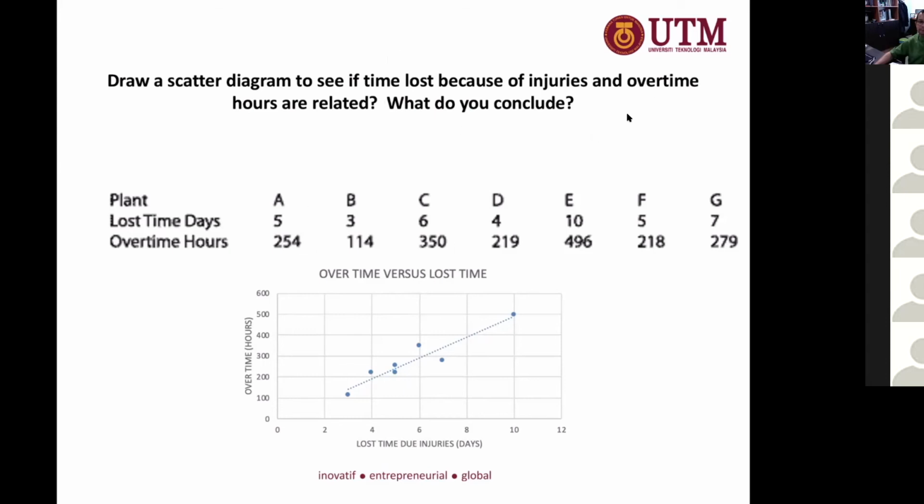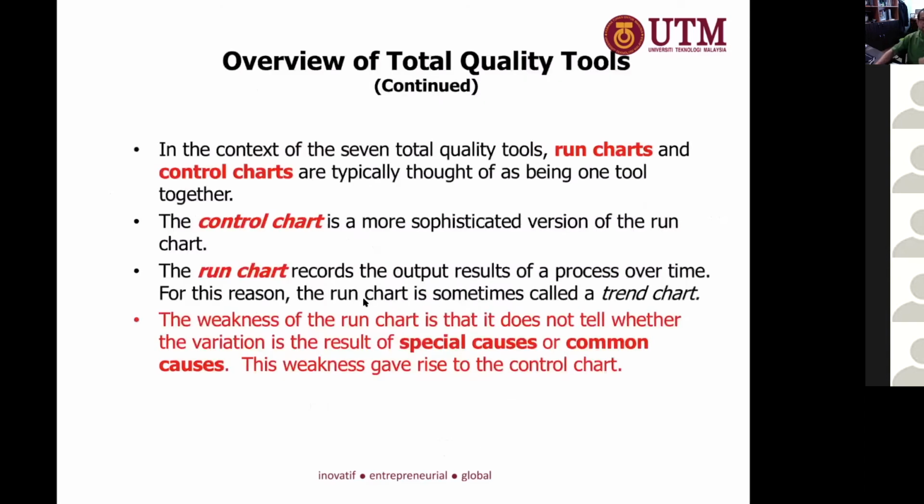Why is it the effect, why is it dependent? Because this is the interest of the company. They want to know the cost of this. So we put this on the y-axis. So injury time versus y-axis, then we know that loss of time due to injuries will increase the overtime hours. And see, here we can see the variation.